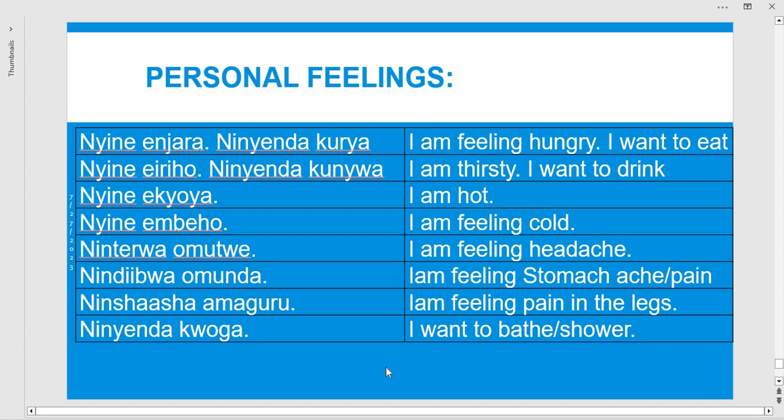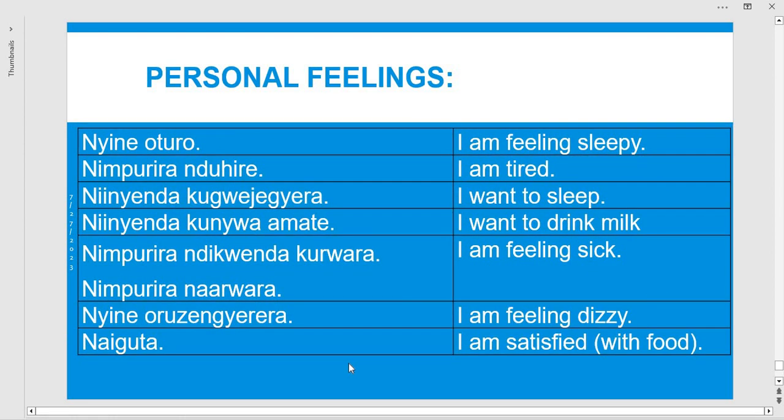You tell them ninyenda kurya, I want to eat. Ninyenda kunywa, I want to drink. Nyine choya, I'm feeling hot. Nyine mbeho, I'm feeling cold. Then if you are feeling sleepy, nyinotoro. Nimpurira nduhire, I'm feeling tired.